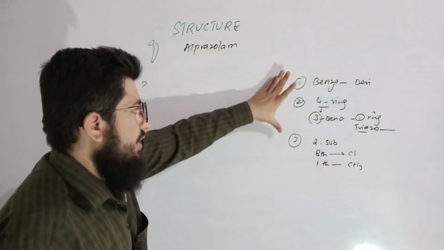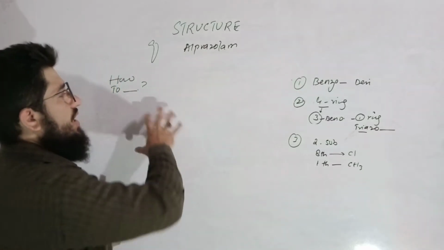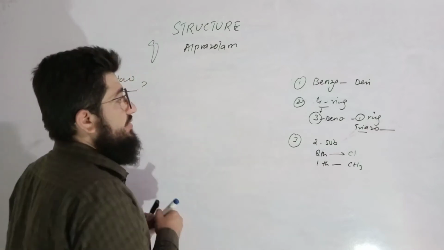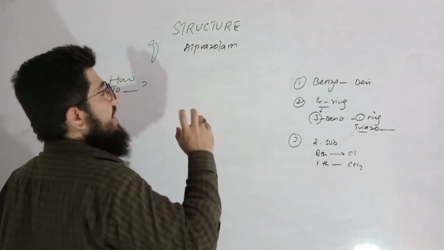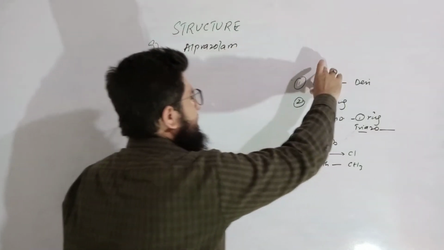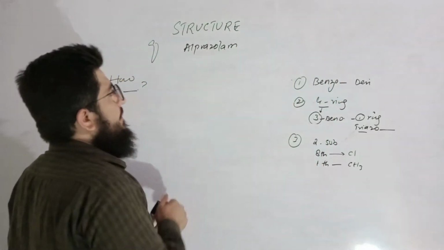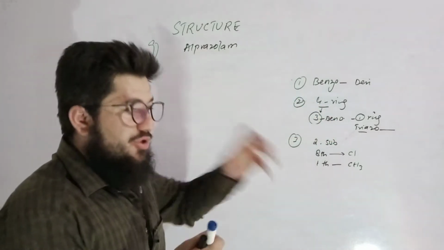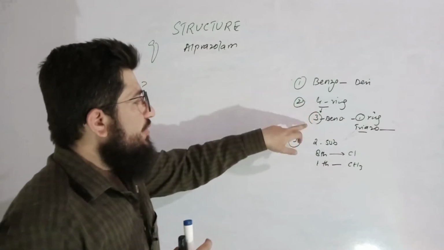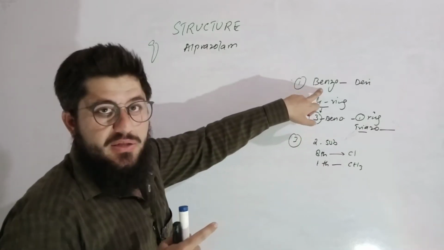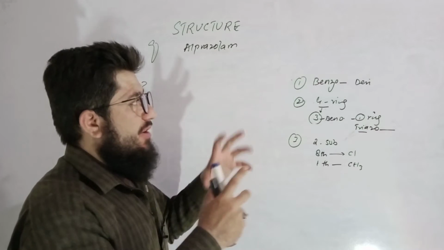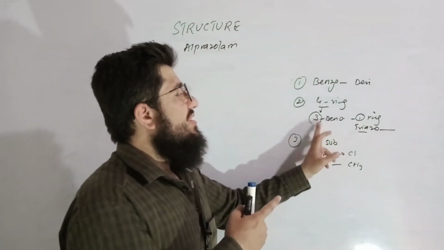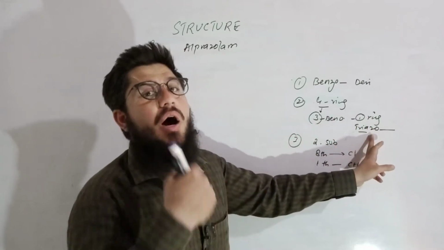Number one, number two, number three. These three points will help you draw the structure of alprazolam in a very simple way. Just concentrate. Benzodiazepine: we said that alprazolam is a benzodiazepine derivative. In the second point, alprazolam has a four-ring structure, out of which three rings form the benzodiazepine, and one ring is added, fused with these three rings. That is called the triazole ring.